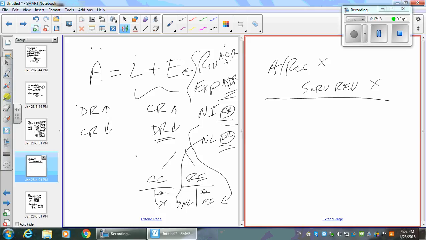What's the next one? Receipt of cash from customer on account. Okay, so what do you want to do? They paid me cash. Debit cash. Got it. More asset. Credit what? Accounts receivable. Sure.